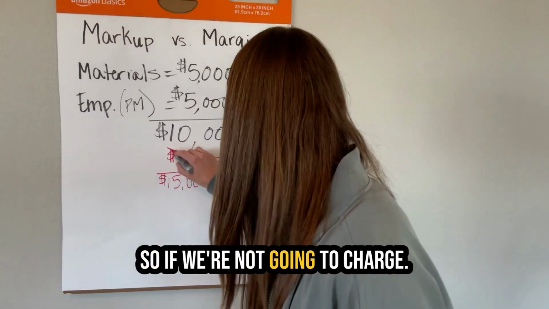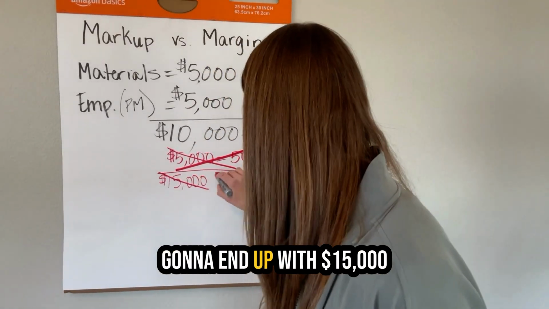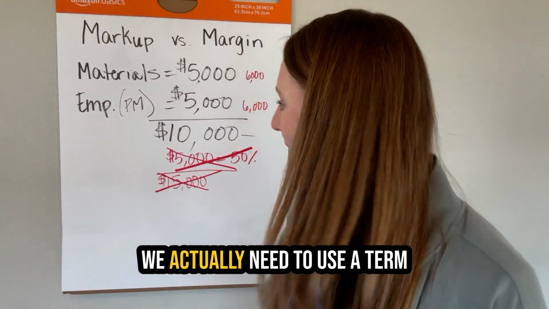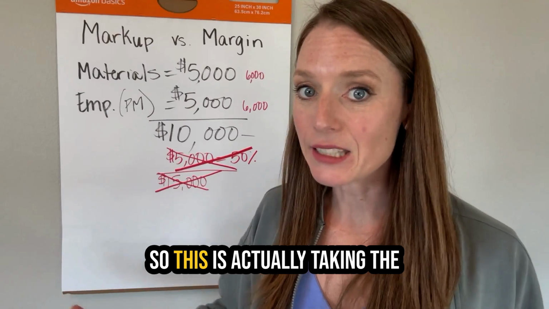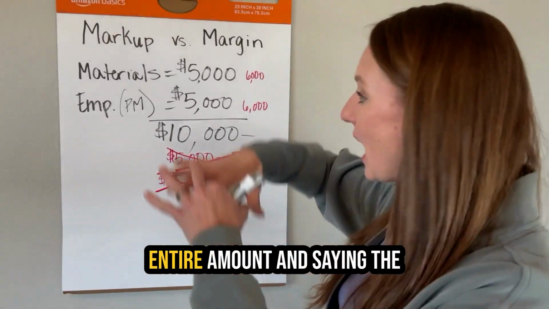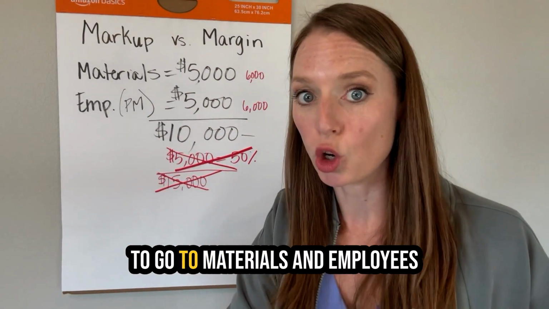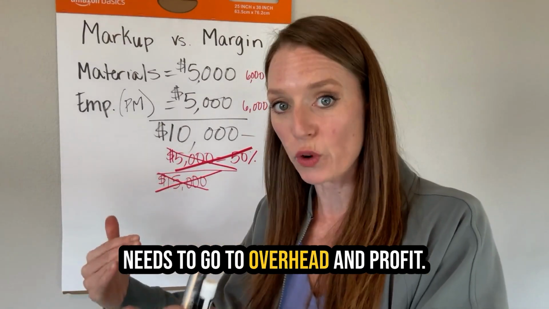So if we're not going to charge that 50% and we're not going to end up with $15,000 and we don't want to be broke, what do we need to do? We actually need to use a term called gross profit margin. So this is actually taking the entire amount and saying the entire amount, half of that needs to go to materials and employees, and the other half of that needs to go to overhead and profit.